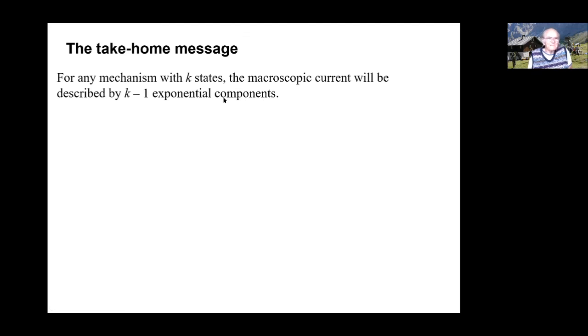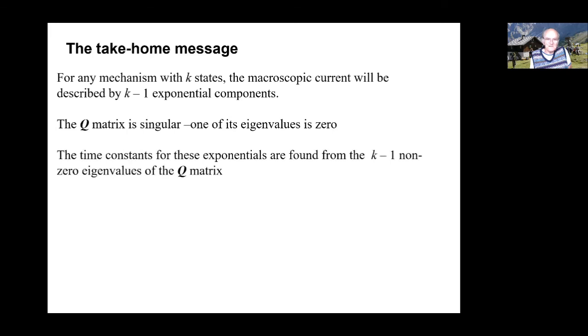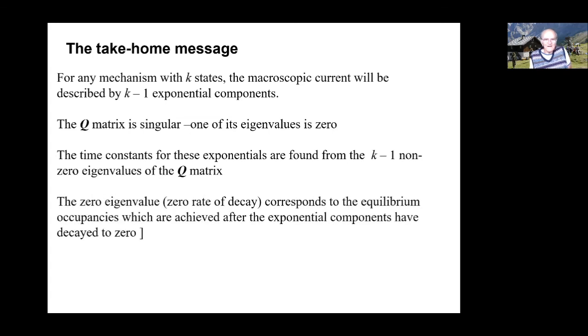So I'll now repeat the take-home message. For any mechanism with k states, the macroscopic current will be described by the sum of k minus 1 exponential components. The Q matrix is singular. One of its eigenvalues is 0. The time constants for these exponentials are found from the k minus 1 non-zero eigenvalues of the Q matrix. The zero eigenvalue, zero rate of decay, that is, corresponds to the equilibrium occupancies which are achieved after the exponential components have decayed to 0.